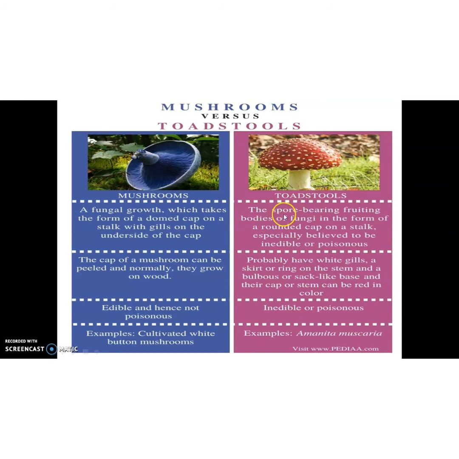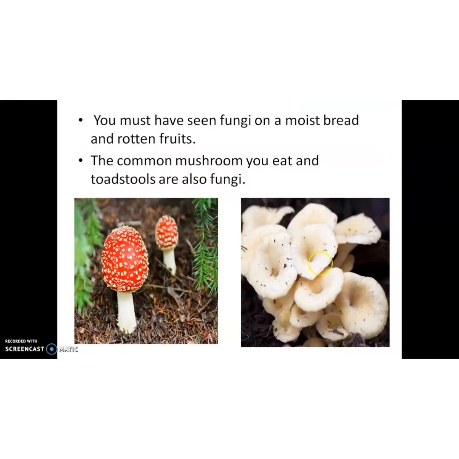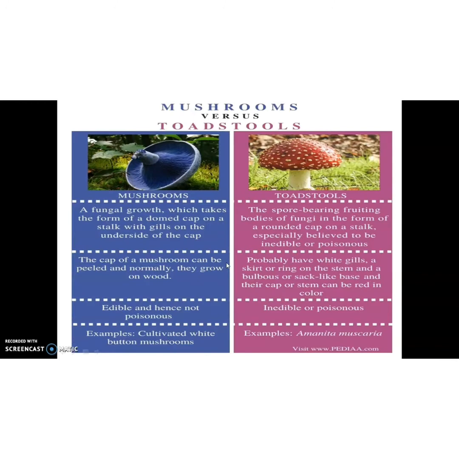Then toadstools, the spore-bearing fruiting bodies of fungi in the form of a rounded cap on a stalk, especially believed to be inedible or poisonous. They probably have white gills, a skirt or ring on the stem, and a bulbous or sac-like base, and their cap or stem can be red in color. And the peculiarity is they are inedible or poisonous. Amanita muscaria is an example. So this difference is not there in our textbook, but the sentence is given in our textbook: the common mushroom you eat and toadstools are also fungi. So that's why I just added this table to understand the difference between mushroom and toadstools.